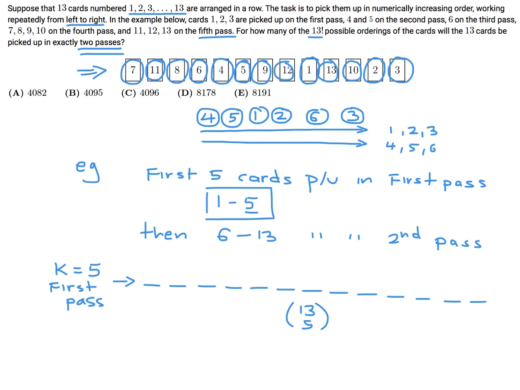So let's just choose one way of doing it. Let's put the 1 here, the 2 here, the 3 here, the 4 here, and the 5 here. Okay, this is just one of the 13 choose 5 ways.